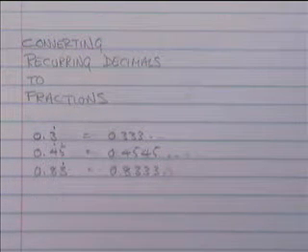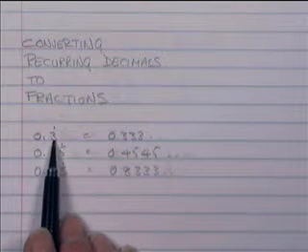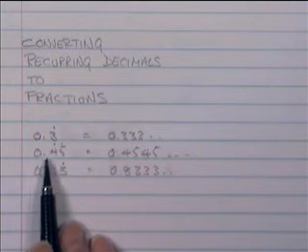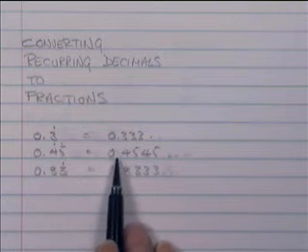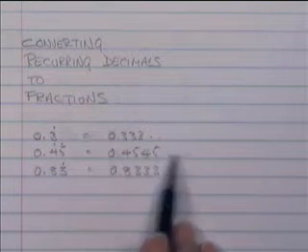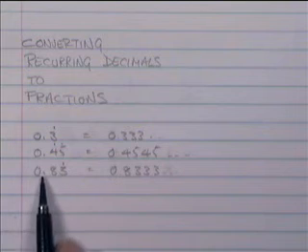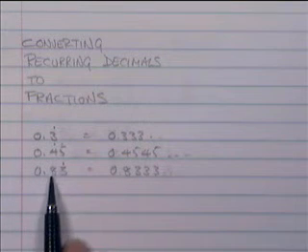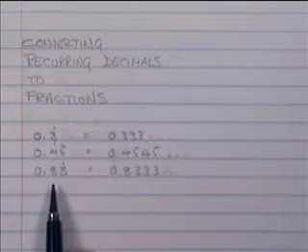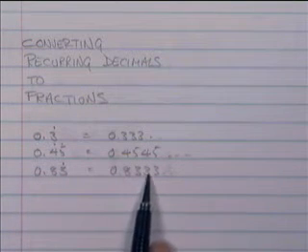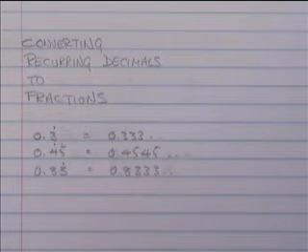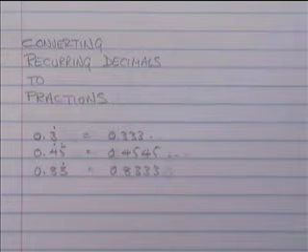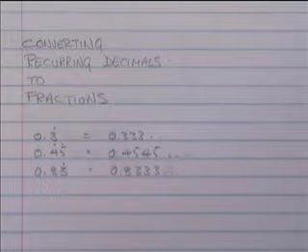A recurring decimal is something like 0.3 recurring, which means 0.333 and so on. 0.45 recurring, which means 0.4545 and so on. And there's also the type 0.83 recurring. The 8 doesn't recur, but the 3 does. So that would be 0.83333 and so on. Now, all recurring decimals can be turned to fractions. And now I'm going to show you how.